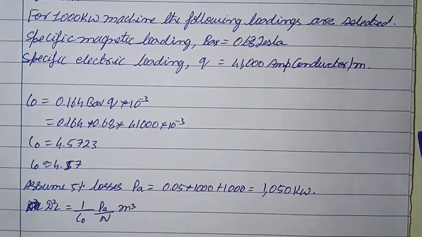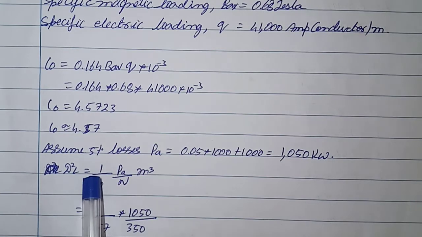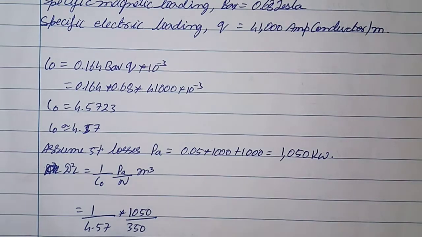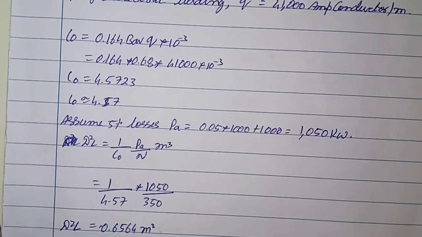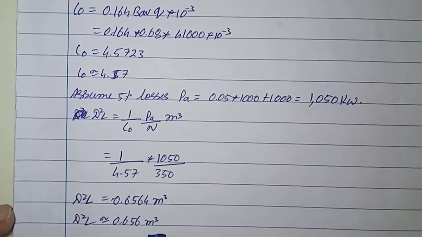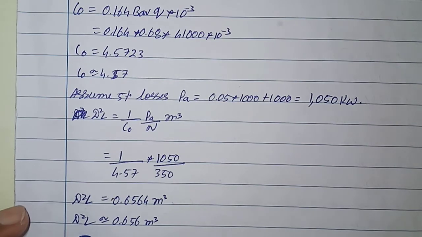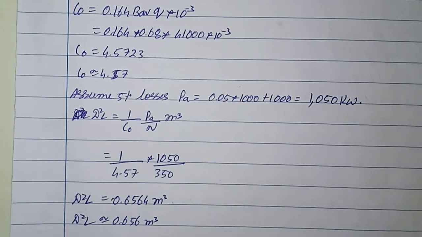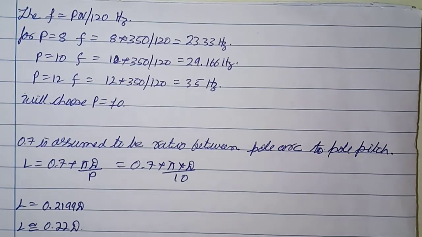From there, again the basic equation, d square L is equal to 1 by C naught into PA by N, meter cube. With C naught 4.57, PA 1050, and the speed given as 350 rpm, when we solve this, d square L is equal to 0.6564 meter cube, or approximately 0.656 meter cube. Next we go for calculation of the number of poles.